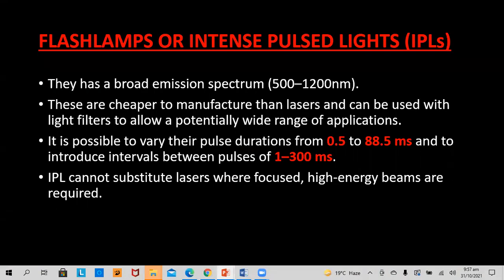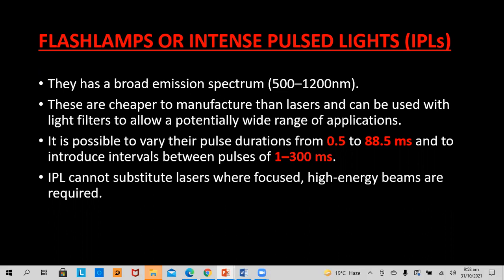Flash lamp or intense pulsed light, commonly known as IPLs, emit a broad spectrum of light, that is 500 to 1200 nanometer. These devices are cheaper to manufacture than the lasers and can be used with light filters to allow a potentially wide range of applications.